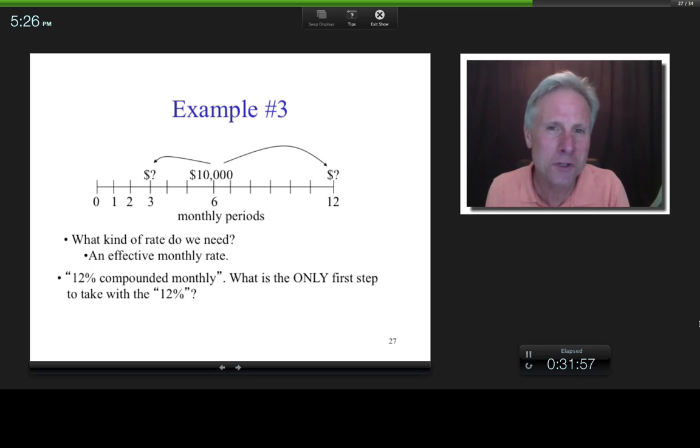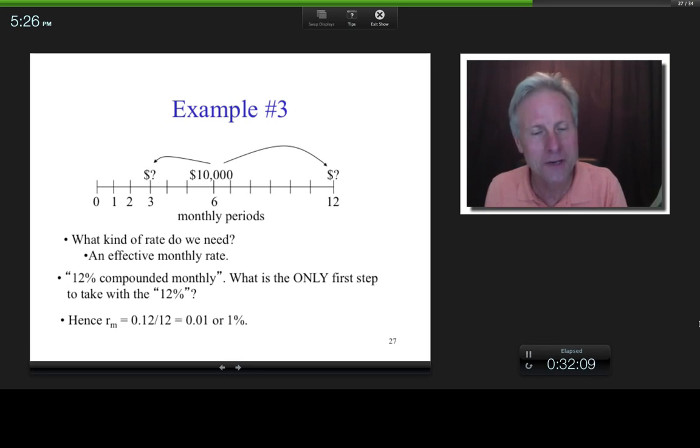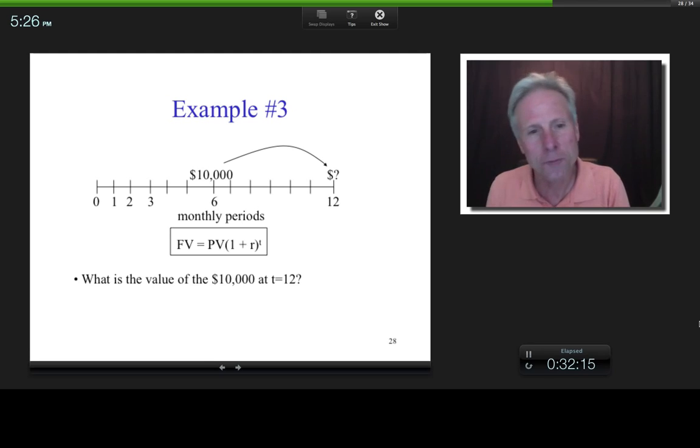So what's the only first step that I can do with that guy? Divide it by 12, right? That's by definition. It's not by understanding. As I mentioned, that's by definition. So divide it by 12, and now what do I have? Well, by definition, I now have my effective monthly rate, which is what we wanted. And so let's start off with this guy.